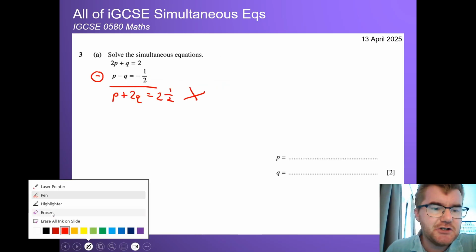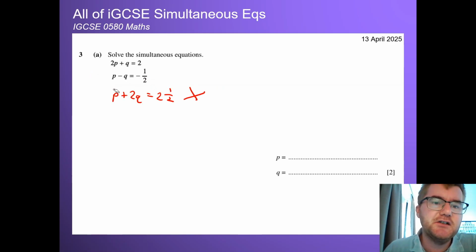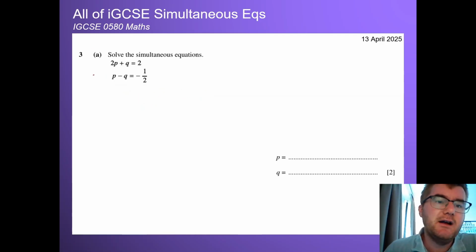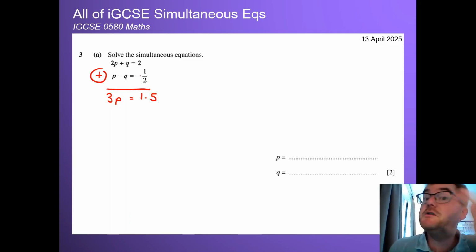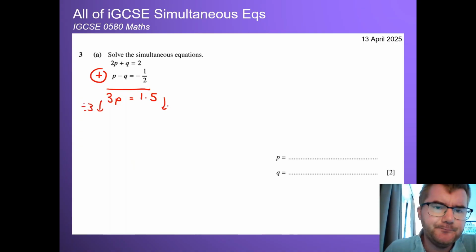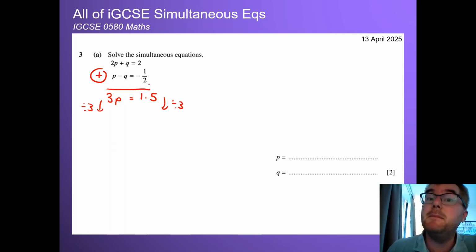So when we have a situation like this, where you have a different sign, you have a plus q and a minus q, we're not going to subtract the two equations, we're going to actually add them together instead. Let's see what happens. So 2p plus p is 3p, q plus minus q is 0, it just disappears, and 2 minus a half, well, that's just equal to 1.5. Let's do 1.5 here. Then we do the same thing that we did before, so we can divide by 3 on both sides. So we can try and get that p on its own.